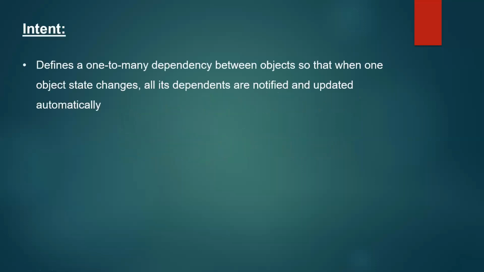What's the intent? The intent of the observer design pattern is that it defines a one-to-many dependency between objects so that when one object's state changes, all its dependents are notified and updated automatically. For example, we have a YouTube channel and many subscribers subscribing to it, and just assume all the users who are subscribing to the channel get a notification if something new is posted on the channel. That best describes the one-to-many dependency between objects. So when something is posted on the channel, all the users are notified about the update.